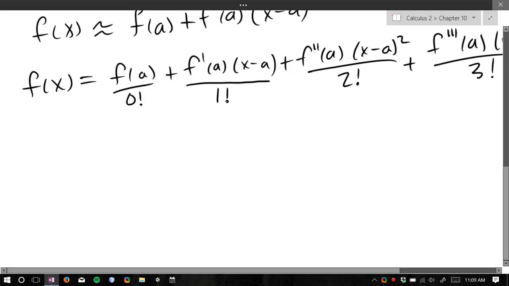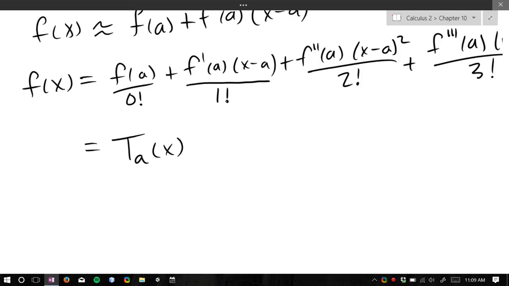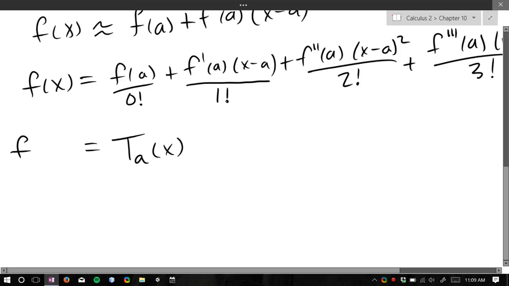And we're going to call this T_a(x). So T is for Taylor, a is for the value a that you took. So the T is for Taylor series about x equals a. And of course, this is an infinite series, so you can find the nth derivative term.